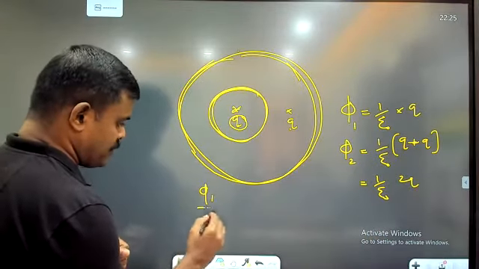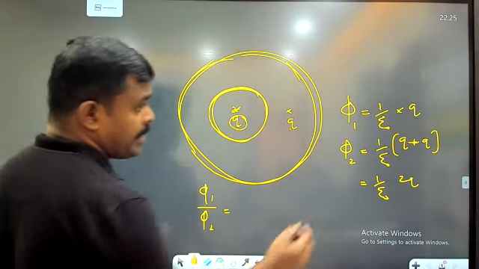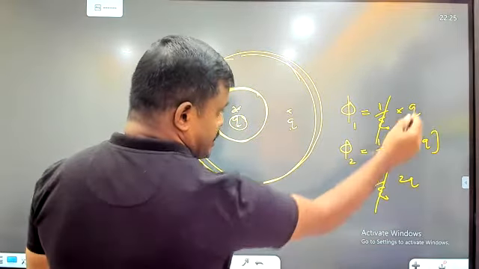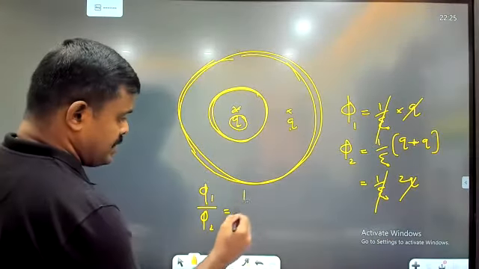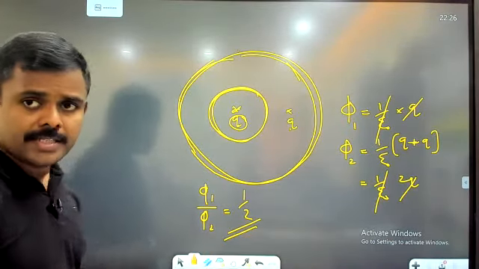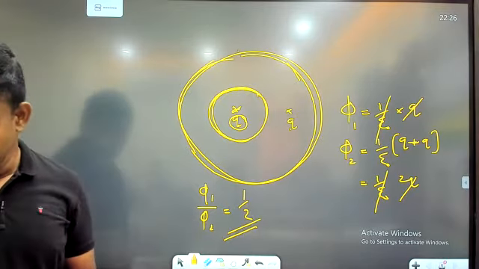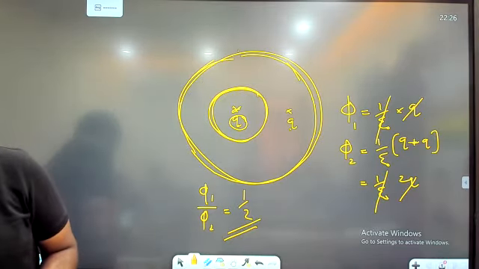So phi 1 by phi 2 will be what? Phi 1 by phi 2 will be 1 by epsilon 0 gets cut, Q gets cut. Answer is 1 by 2. The ratio of fluxes is 1 by 2. Is that understood? 1 by 2.